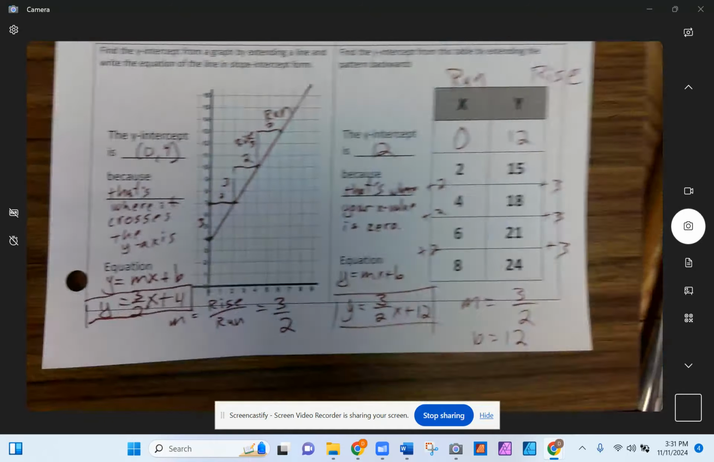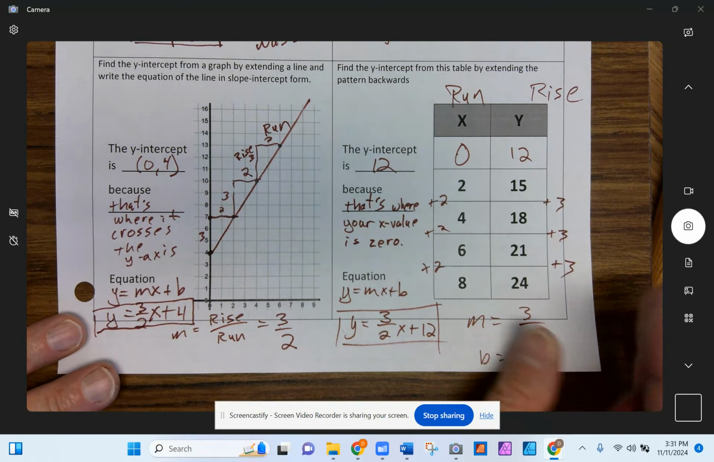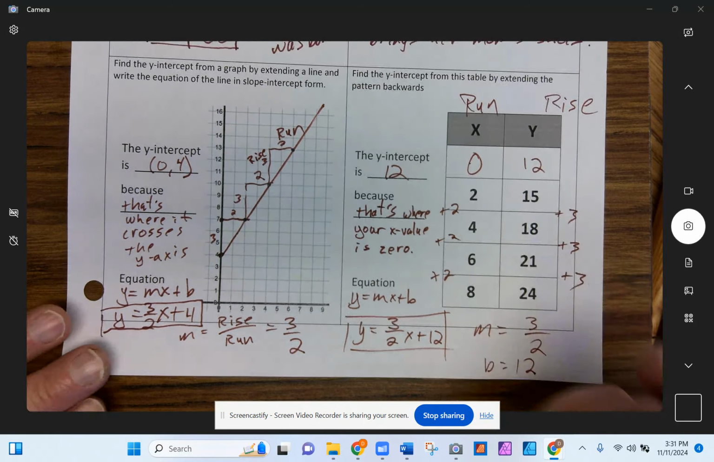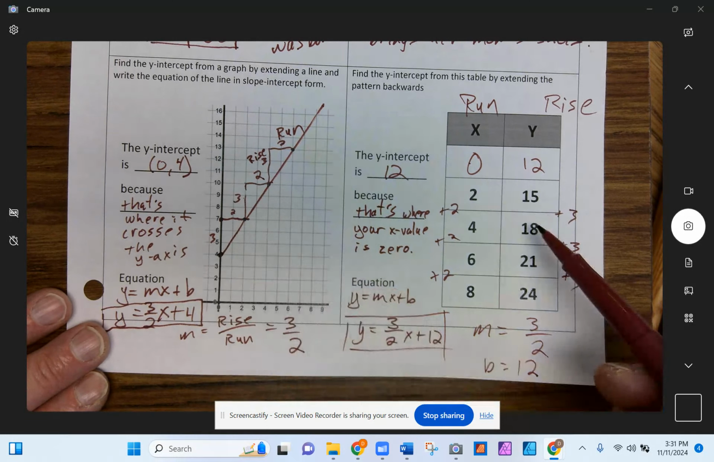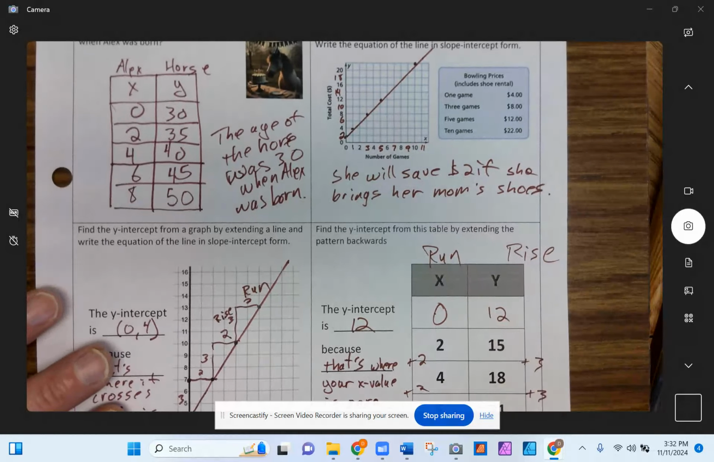I mean, very similar things, even like slope is the same. Probably should have made it different, but what are you going to do? The same concept, though, just based on a graph versus a table. We use the same thing here, but with real-world context examples.